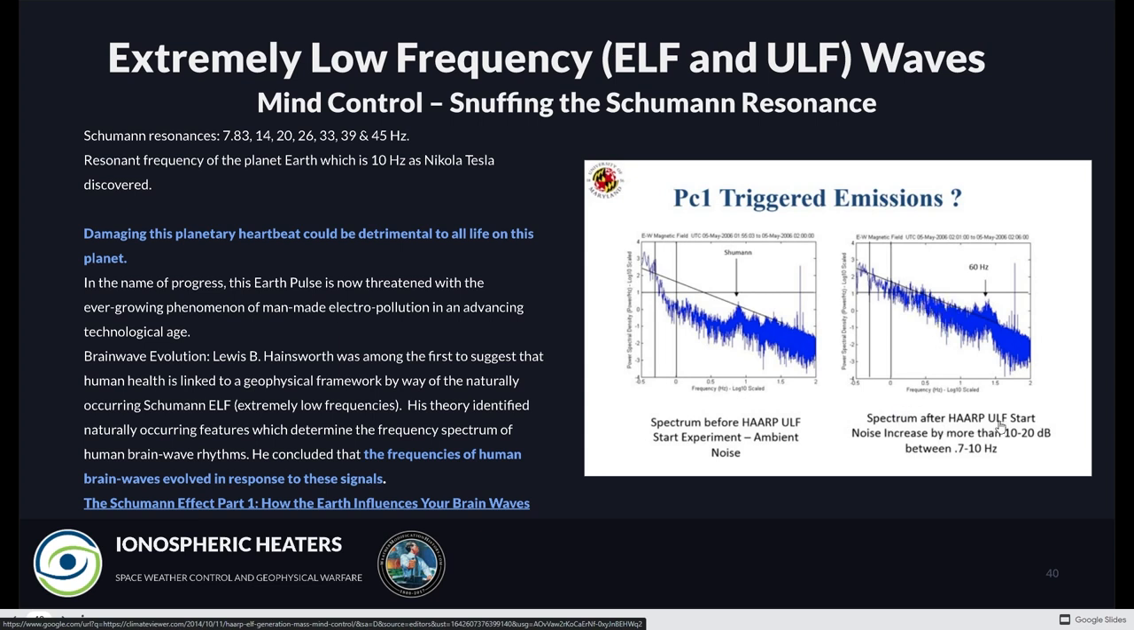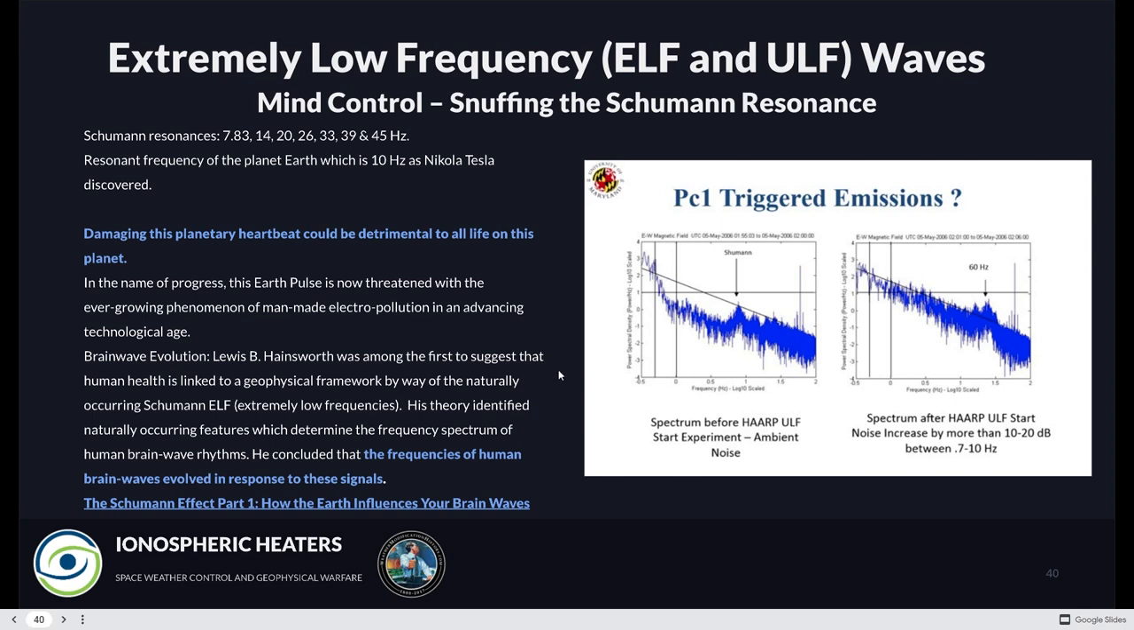Spectrum after HAARP ULF start, noise increased by more than 10 to 20 decibels between 0.7 to 10 hertz. So HAARP is able to, by messing with the magnetic field lines and doing its ultra low frequency experimentation, actually snuff out the Schumann resonance. That should be a concern for everybody.